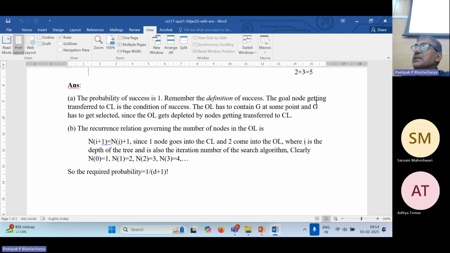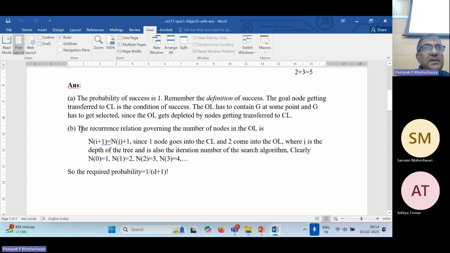So that's why I ask you to give a lot of importance to definition. The probability of success in this case is the probability of picking up the goal node and transferring it to closed nodes. It has to happen, because if an open list node doesn't have a child, it will go to the closed list, reducing the size of the open list. So eventually you are bound to hit the goal node and transfer it to the closed list. This has to happen, and therefore the probability of success is 1. And this is happening because of the way the general graph search algorithm works.